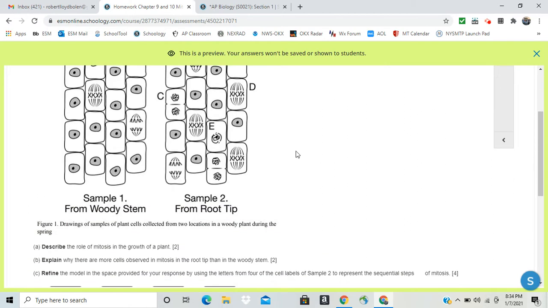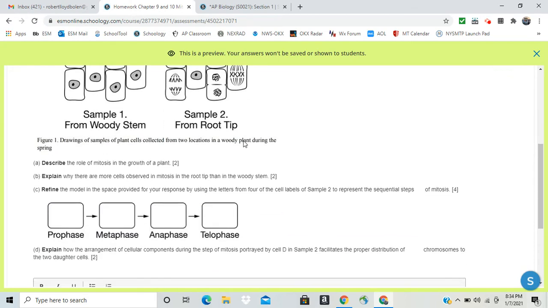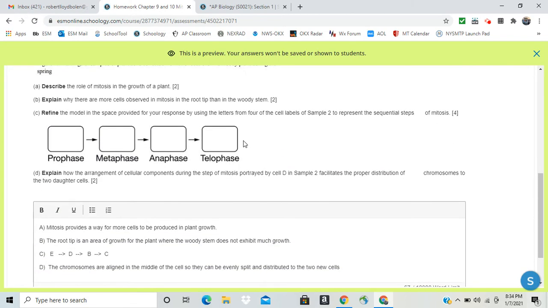And so they made these drawings, and we can see that there's a lot of mitosis going on in a root tip. So they want you to describe the role of mitosis in the growth of a plant. Well, mitosis is used so that the cells can divide, and it's a way for more cells to be produced in plant growth.